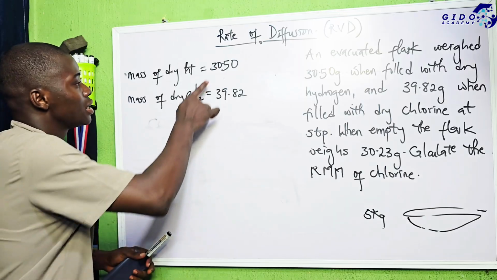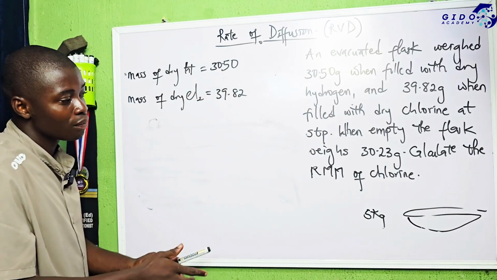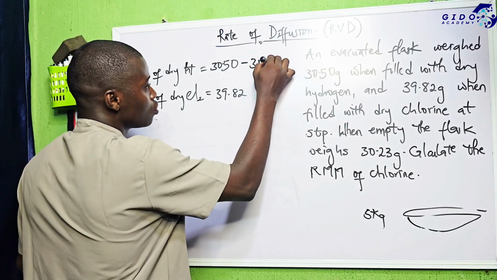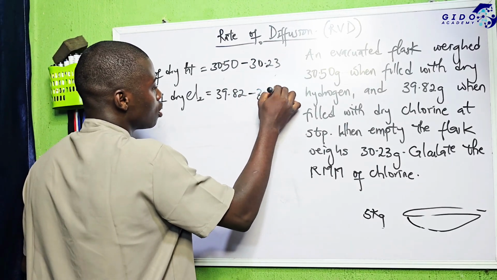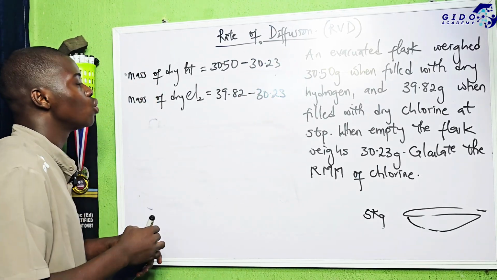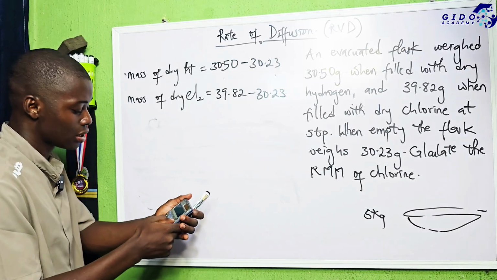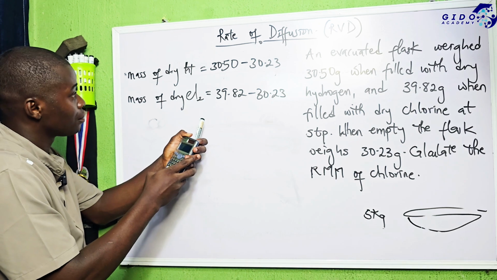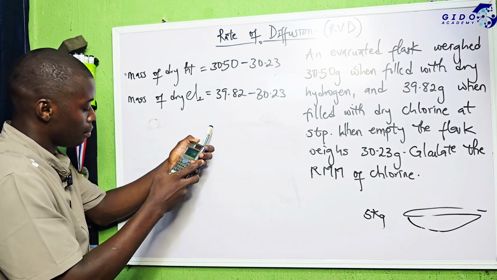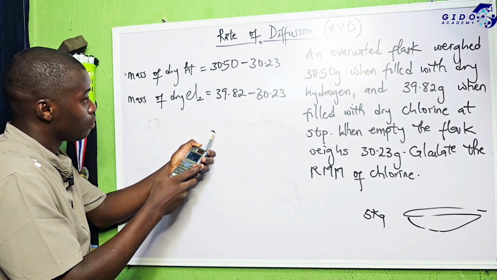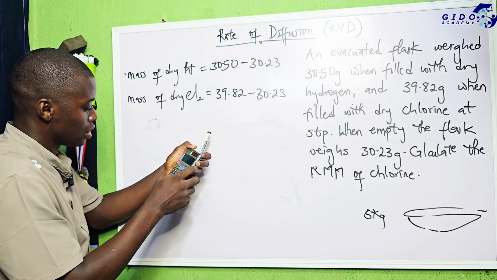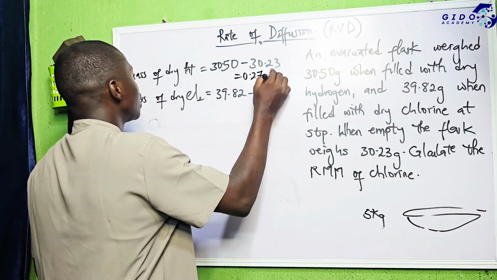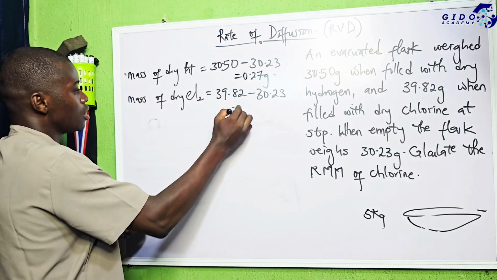That's exactly what happened here. The weight now is 30.50, but the weight of the flask itself is 30.23. So it is best you remove the weight of the flask to get the weight of dry hydrogen. So we have 30.5 minus 30.23. Our answer there is 0.27. So 0.27 gram is the hydrogen that is present.